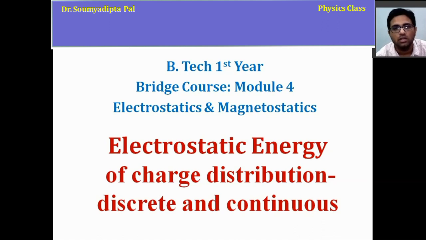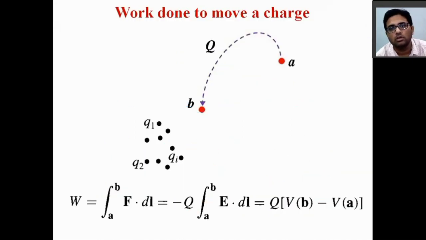In the last lecture, we discussed electrostatic boundary conditions. Today, we will discuss electrostatic energy of discrete and continuous charge distribution. Now suppose we have a stationary configuration of source charges. These are point charges, and we want to move a test charge capital Q from point A to point B.